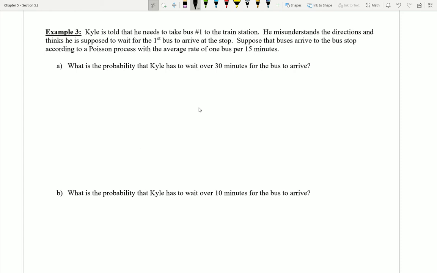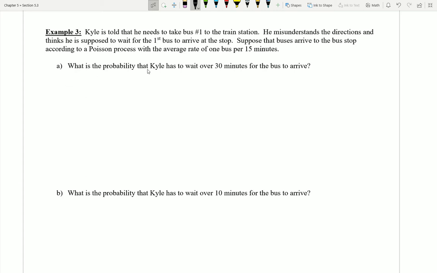Well, suppose that buses arrive at a bus stop according to a Poisson process, that there's an average of about 1 bus that shows up every 15 minutes. And I'm going to be taking the first bus that pops up. What is the probability that I'm going to actually have to wait over 30 minutes for the bus to arrive? Remember, it's just an average that they show up every 15 minutes, so it could be a little bit longer, it could be a little bit less.